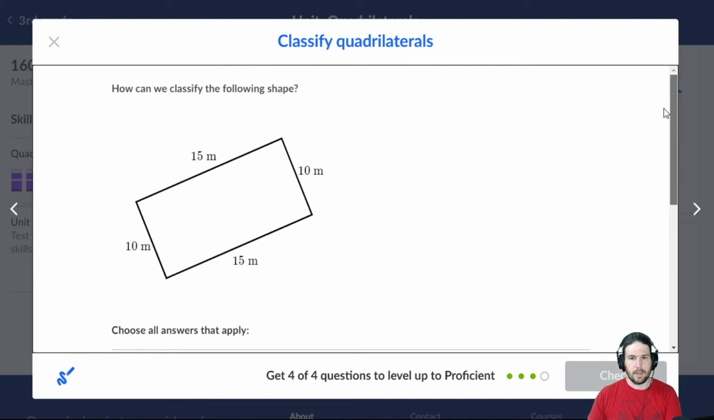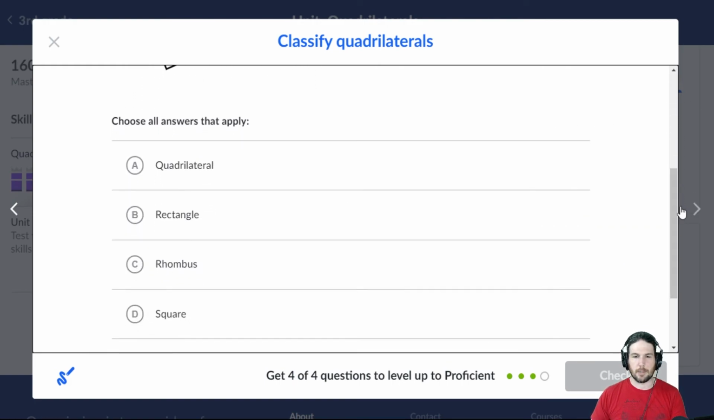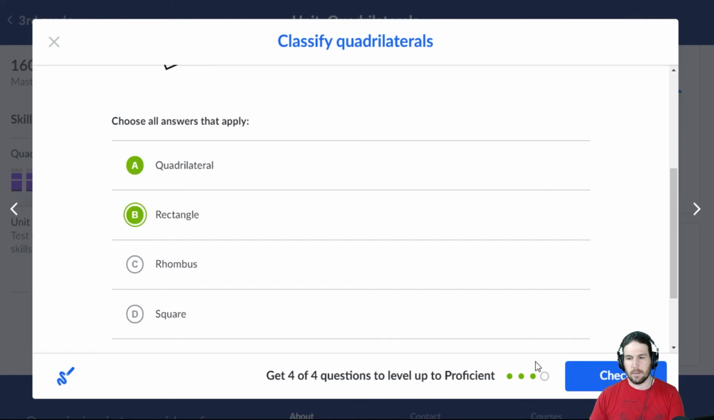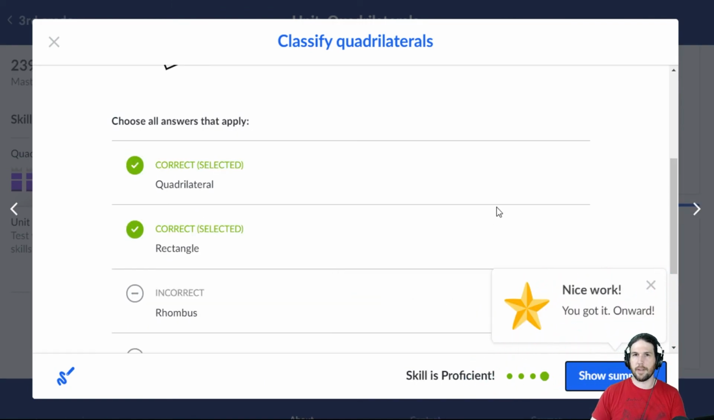I'm worried. I always say that you can't trust a diagram. I happen to know that because the opposite sides are the same, this is indeed a rectangle, but the fact that these are not labeled 90 degrees makes me suspicious. Okay, good. They're not trying to trap me, or they're not trying to trap 3rd graders.